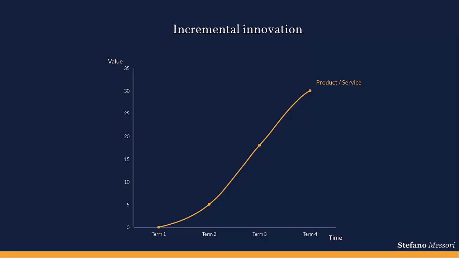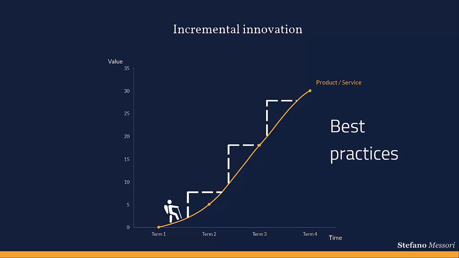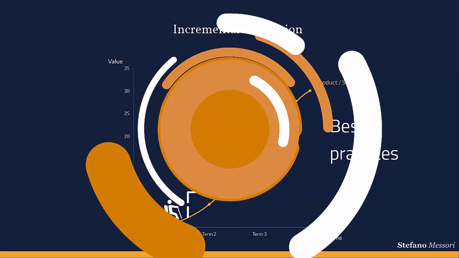Managers operating in this type of companies behave pretty much like hikers. Step by step, they are able to deliver more value for their customers. And the way that really happens is by adopting a set of best practices that are emerging in their industry. Now, I believe that incremental innovation is something kind of easy to understand. Therefore, let's move forward to the next type of innovation, disruptive innovation.